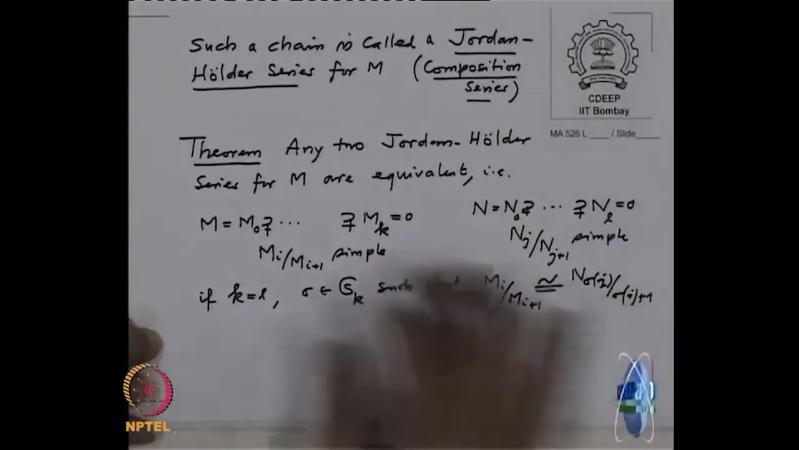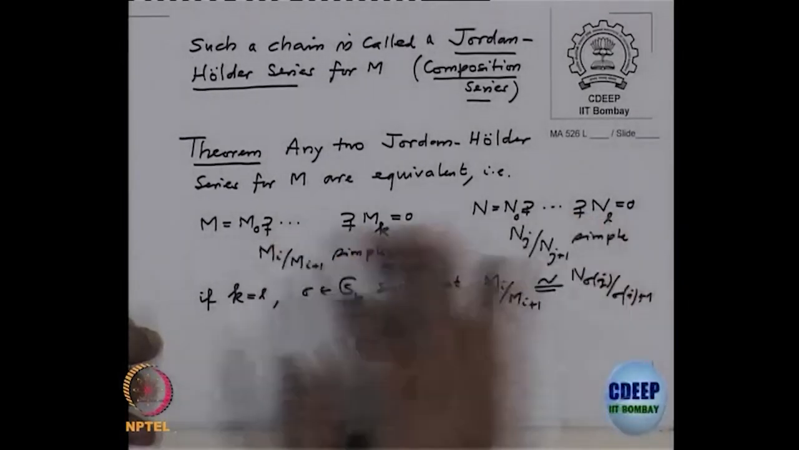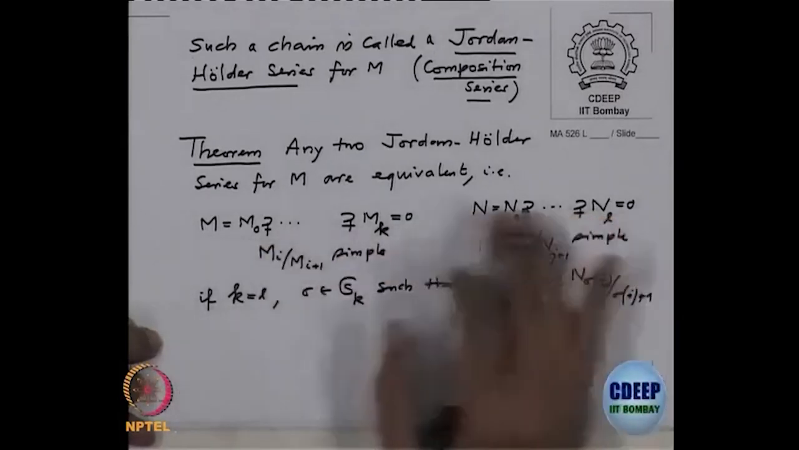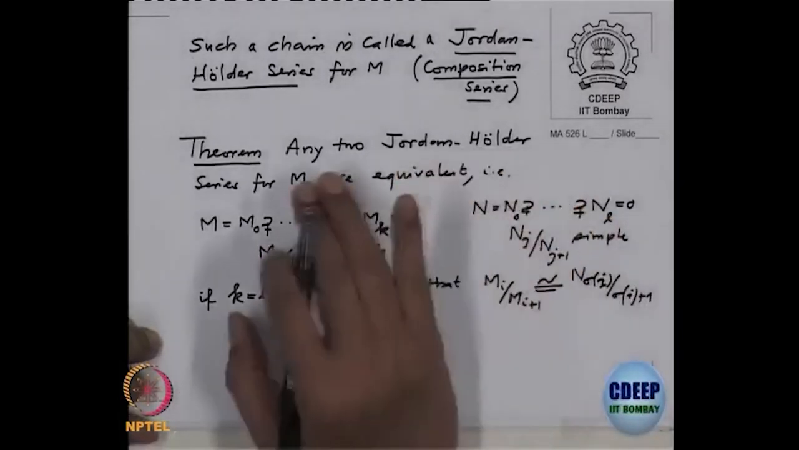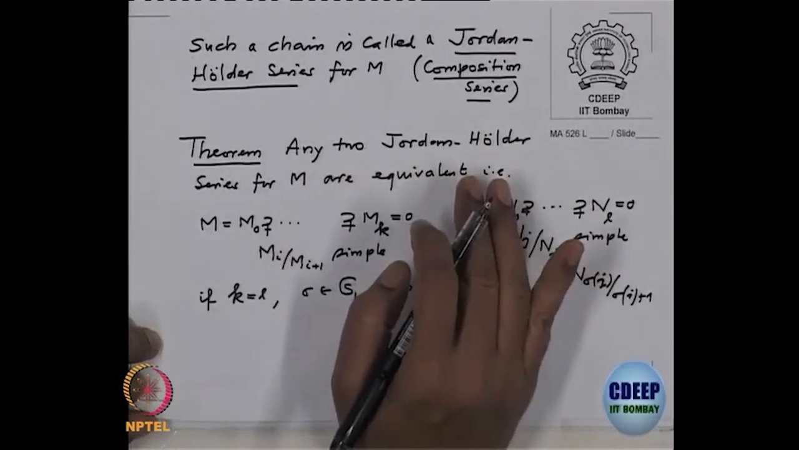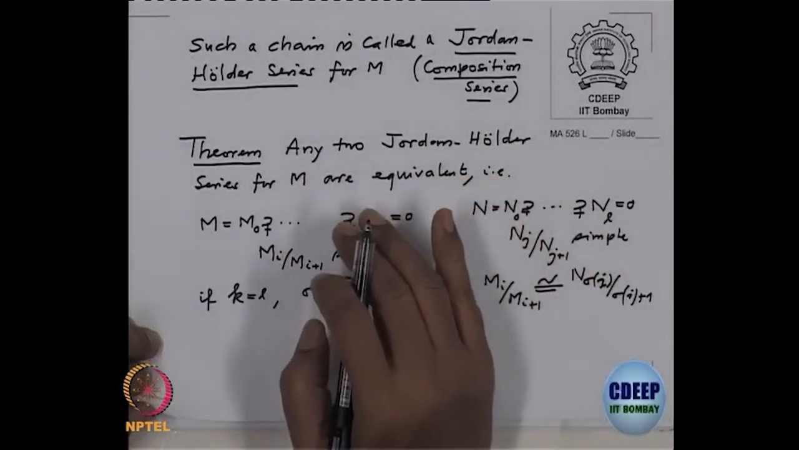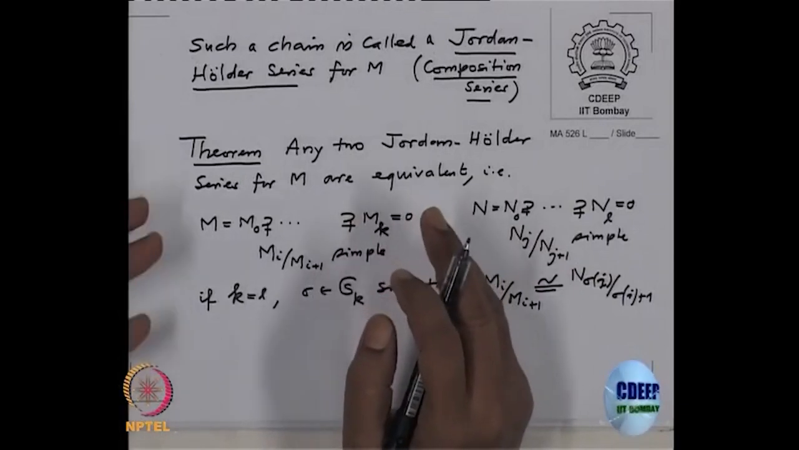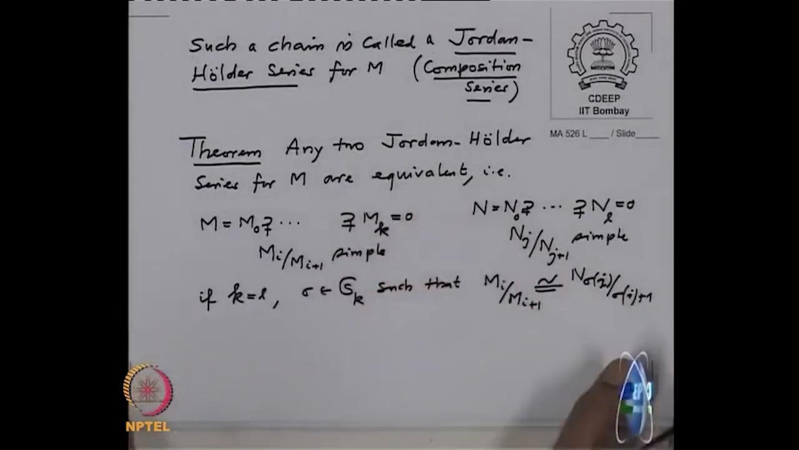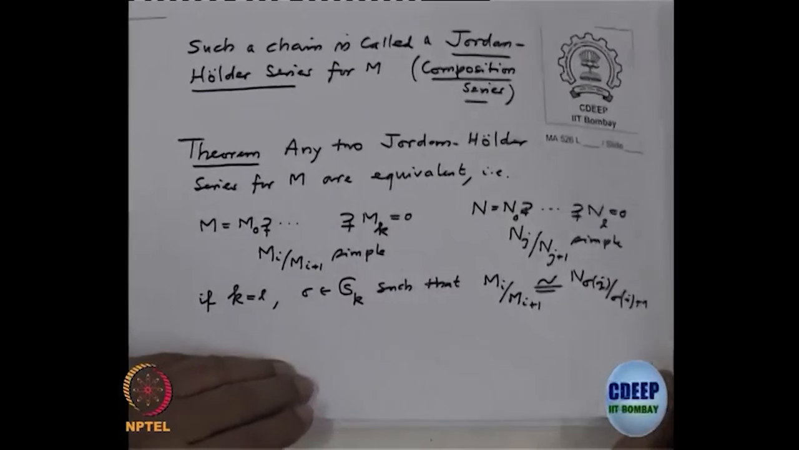Two such series are called equivalent. So the Jordan-Hölder theorem says that any two Jordan-Hölder series for a module are equivalent. So in particular, they have the same length, and this is called the length of a module.